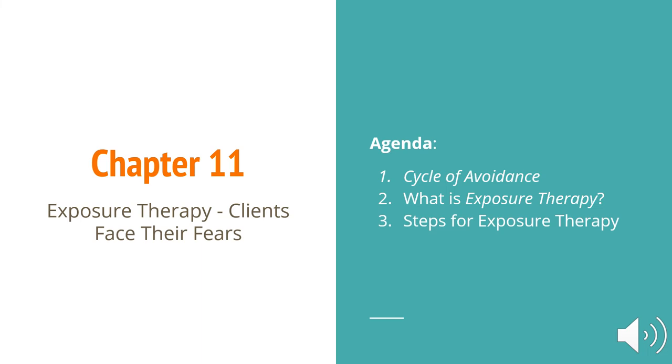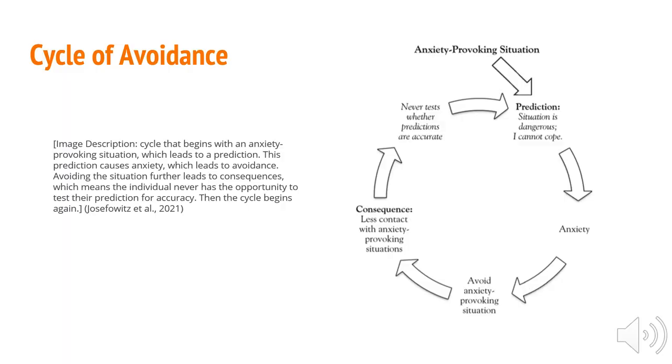Chapter 11, Exposure Therapy, Clients Face Their Fears. In this section, we will discuss the cycle of avoidance, what is exposure therapy, and steps for exposure therapy. This image depicts a cycle that begins with an anxiety-provoking situation which leads to a prediction from the client. This prediction causes anxiety, which leads to avoidance. Avoiding the situation further leads to consequences, which means that the individual never has the opportunity to test their prediction for accuracy. Then the cycle begins again.